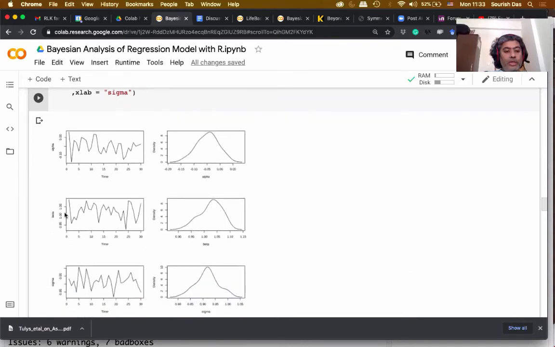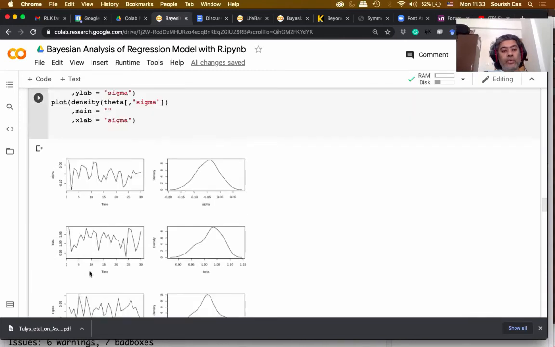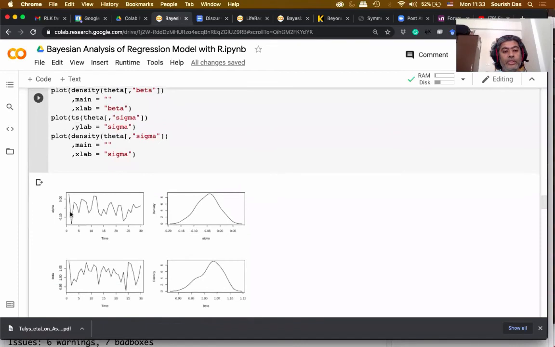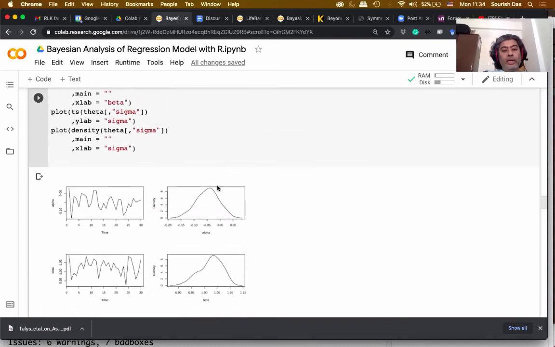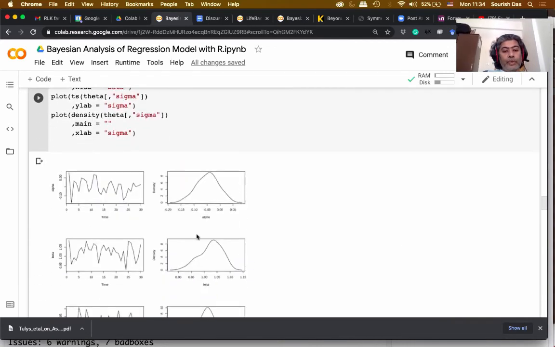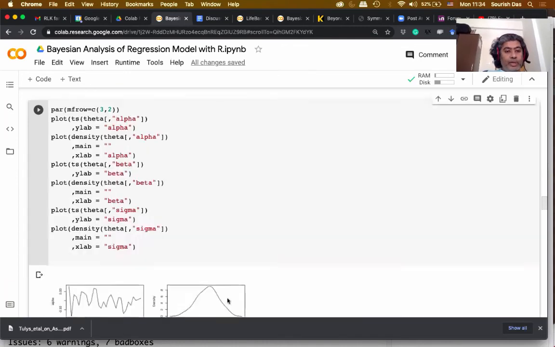Now, these are the beta values over 30 draws, and I join them with a straight line, and this is the density plot. And these are the 30 simulated values of sigma, and I join them with a straight line. So these are time series plots over the 30 iterations. Sometimes these plots on the left panel are called trace plots. And this is, of course, the marginal density plot estimated via kernel density of the alphas, betas and the parameters.